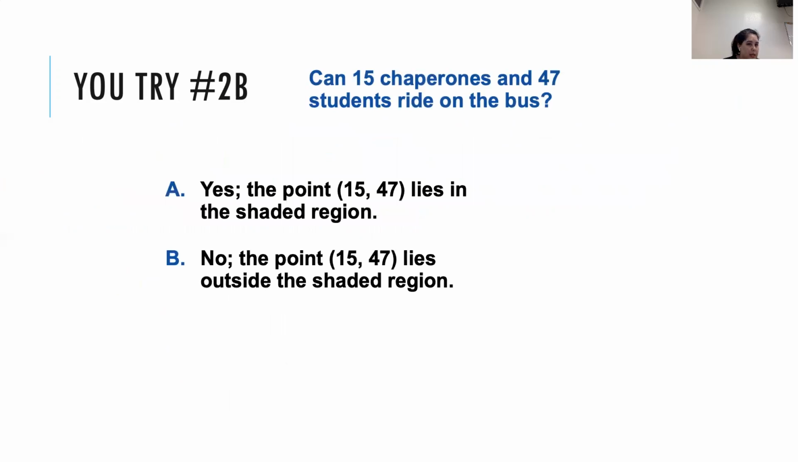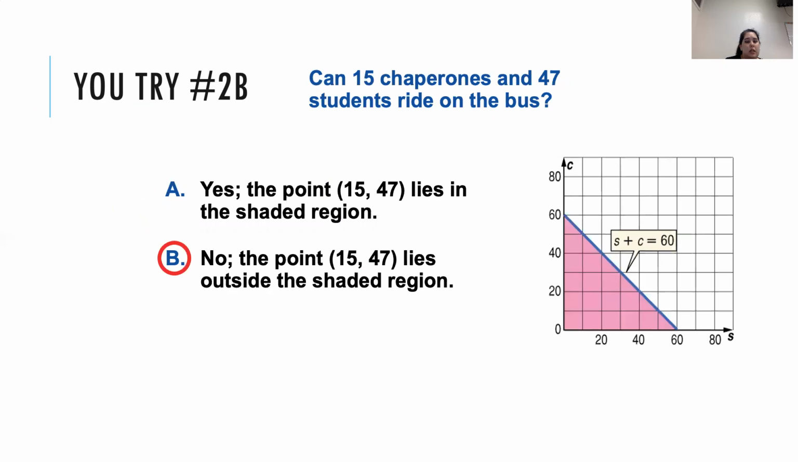Here's You Try number 2B. Can 15 chaperones and 47 students ride on the bus? All right, so if we look at the shaded region, we find that no, this would not work. It is outside the shaded region. We can also do 15 plus 47, and we get 72, I believe, or 62, I'm sorry, so it is just outside of it. So no, that would not be possible.